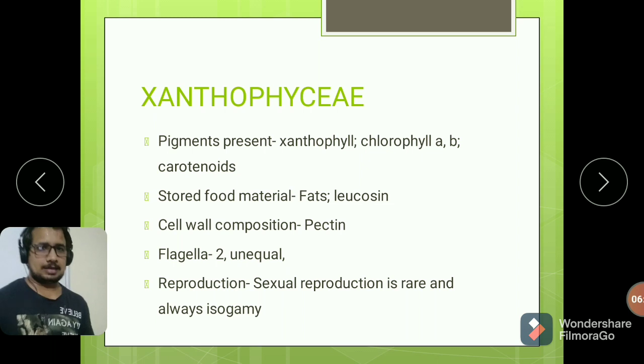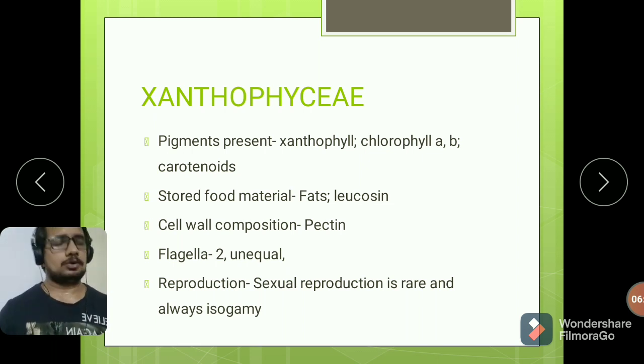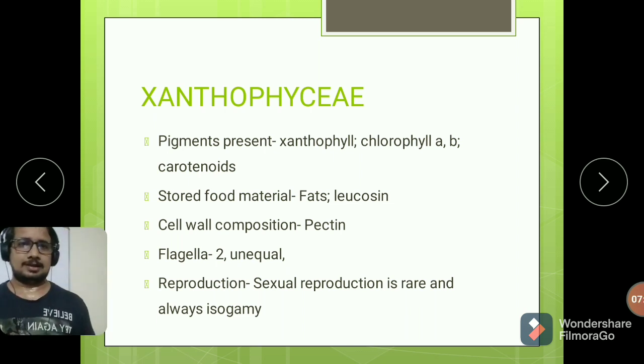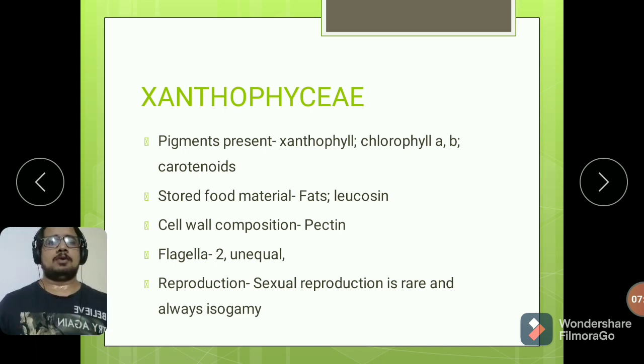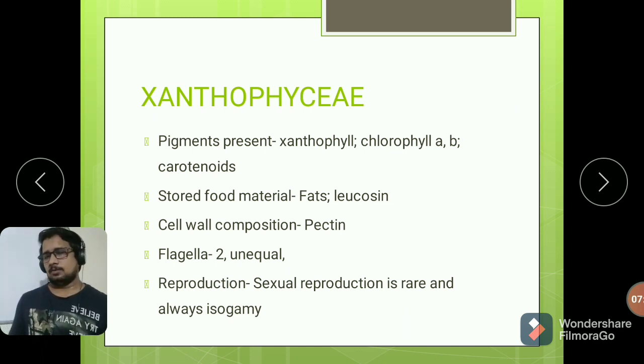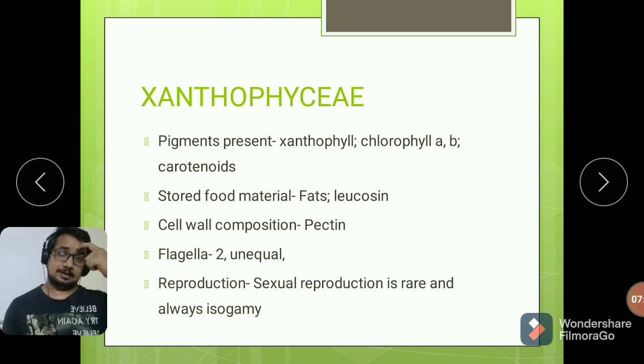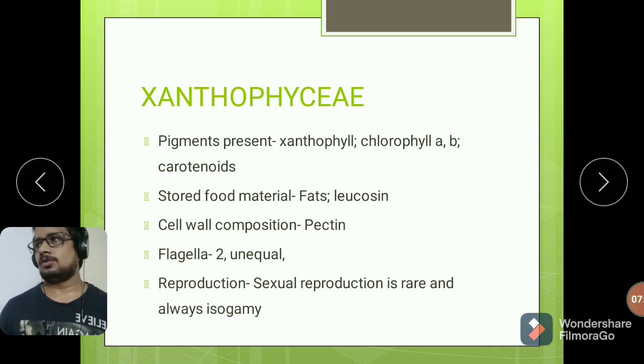The next one is Xanthophyceae. The pigments present in them are xanthophyll, chlorophyll a and b, and carotenoids. The stored food material is in the form of leucosin and fats, while the cell wall is mostly made up of pectin. The flagella are two in number and unequal, that is one is tinsel and the second is whiplash type. Mostly vegetative reproduction is found in Xanthophycean members, while sexual reproduction is very rare to nil, and if present it is always isogamous, meaning two similar gametes fuse.